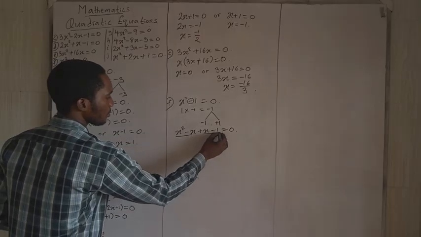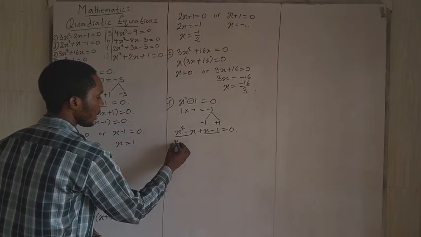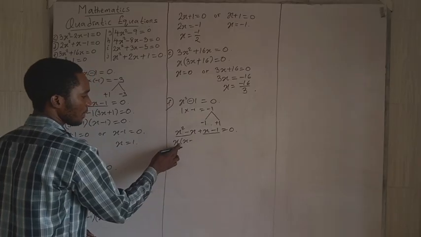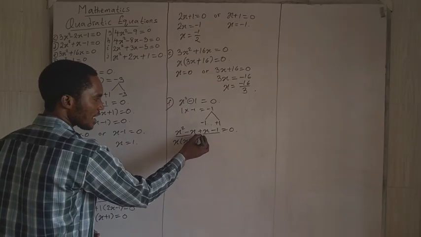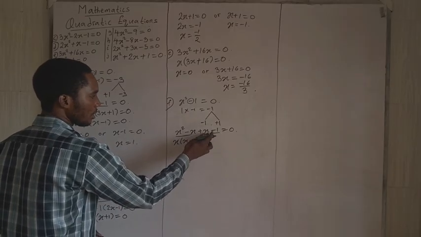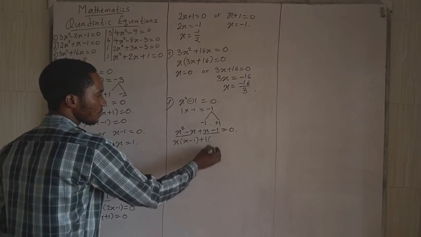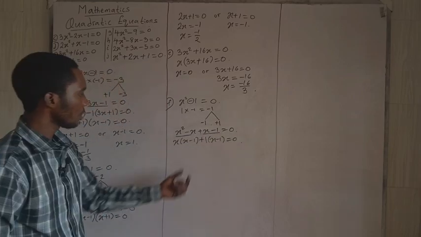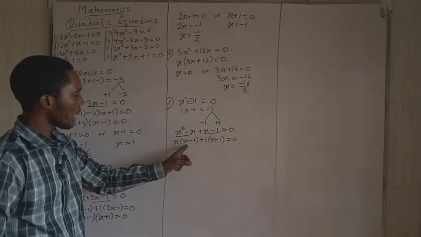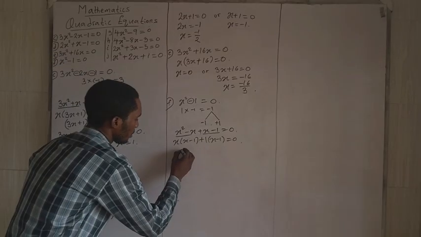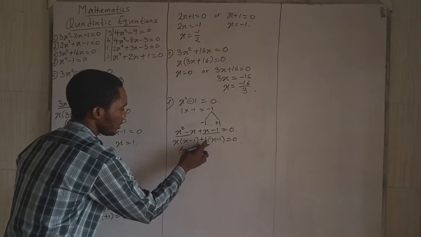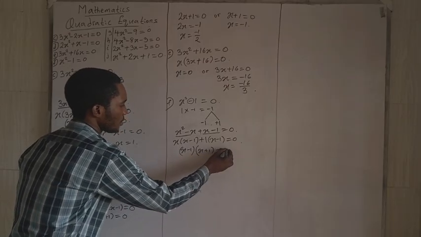Group them. What is common to these two? That is x. X squared divided by x, minus x divided by x, 1. The sign that is here, plus. What is common to these two? That is 1. X minus 1 equals to 0. The common factor here is what? X minus 1. X minus 1, open bracket of x plus 1.